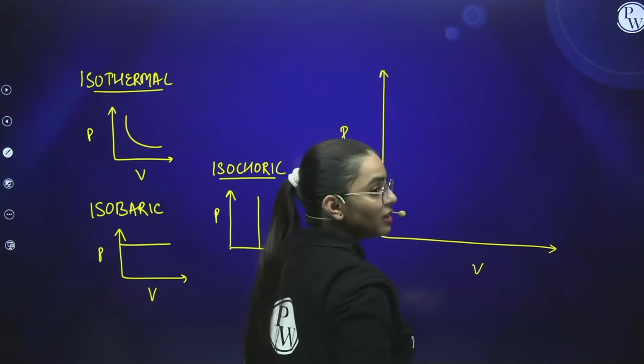If I talk about the very first one, A1, what do you observe over here? The pressure is kept as a constant, but the volume keeps on increasing. Whenever the pressure is kept constant, it is referred to as isobaric. Now this line represents isobaric.